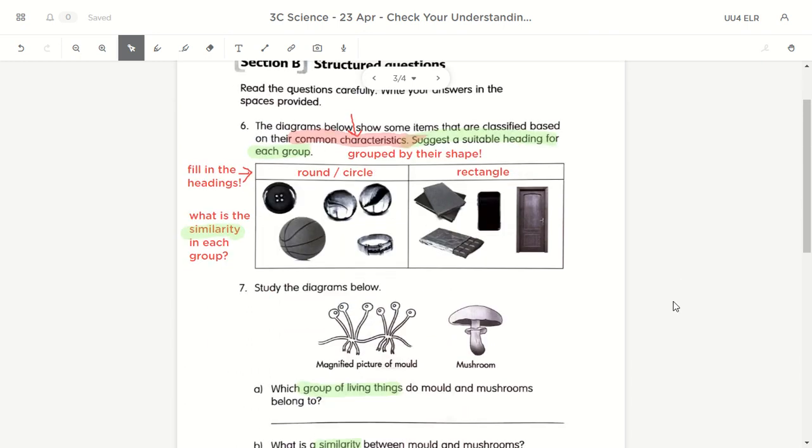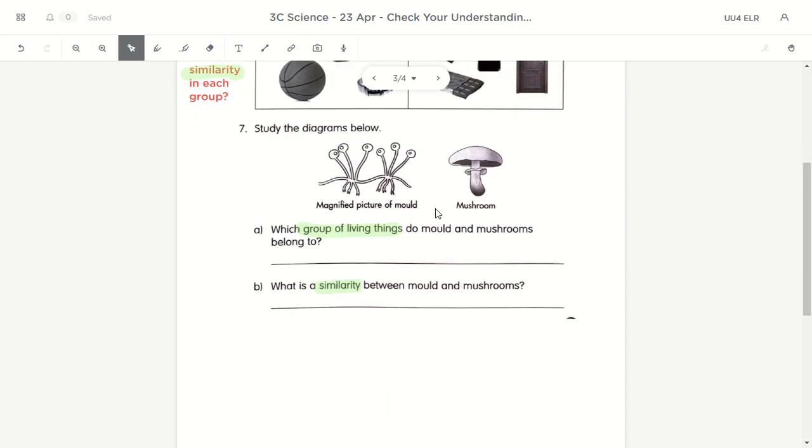So let's go to 7. I have a mold, I have a mushroom. So which group of living things do they belong to? Remember, there are only 4 groups of living things: plants, animals, fungi, and bacteria. So mold and mushroom belong to the group called fungi. You can just write fungi, full stop. Good enough. Now I want a similarity between mold and mushroom.